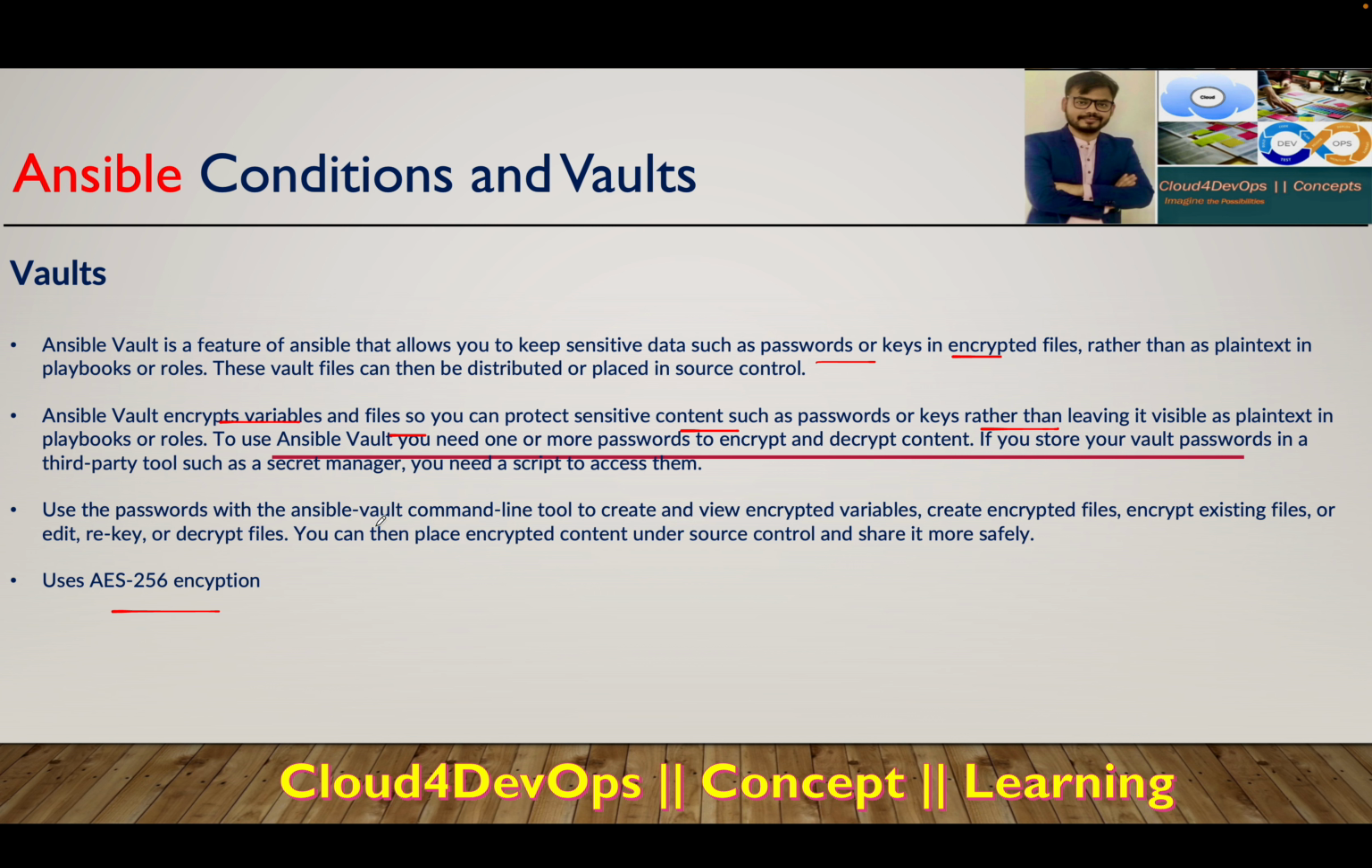You also use the password with the ansible-vault command line tool to create and view encrypted variables, create an encrypted file, encrypt an existing file, edit, rekey, and decrypt it. Rekey means you can create a new password on top of that if you forgot the password. You can then place the encrypted content under source control and share it with other team members, if required, in a safer way.